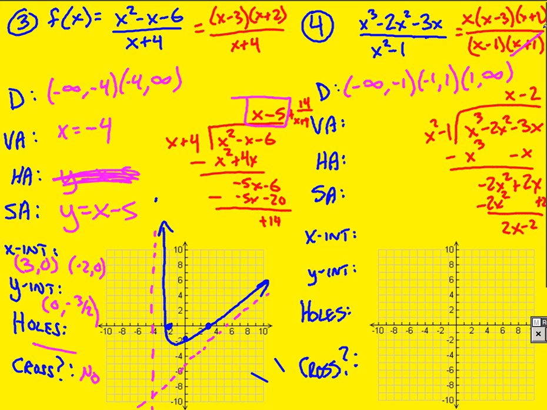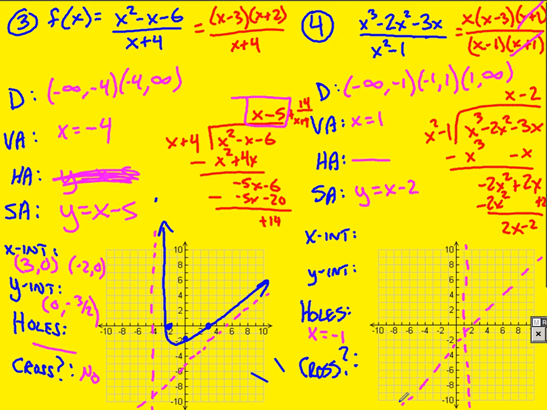Now, the x plus 1's cancel out. That means x equals -1 is not a vertical asymptote, it is a hole. There's a hole at x equals -1. The positive one is still a vertical asymptote, so I'll still have a vertical asymptote at x equals 1. Horizontal asymptote doesn't exist. My slant asymptote, I mean, will be y equals x minus 2. So that should be something that looks kind of like that.